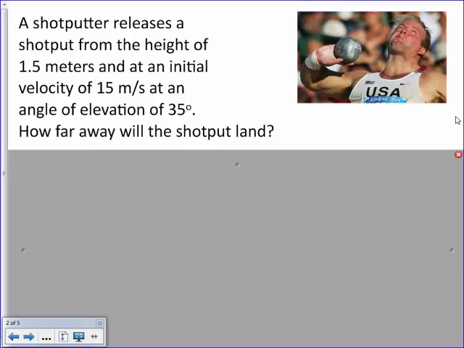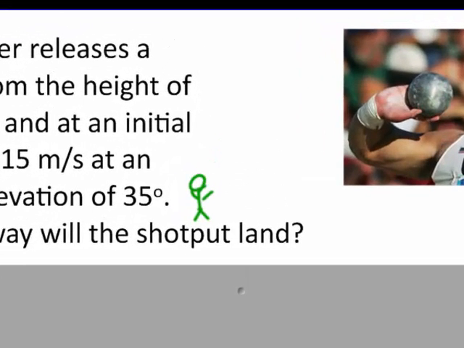All right, so let's apply what we just learned. This says a shot putter releases a shot put from a height of 1.5 meters and at an initial velocity of 15 meters per second at an angle of elevation of 35 degrees. How far away will the shot put land? So just a general sketch, you've got a person who's throwing this shot put. He's got the shot put right here.